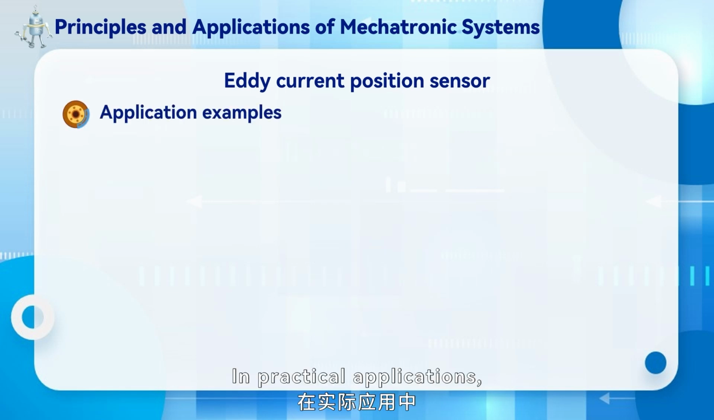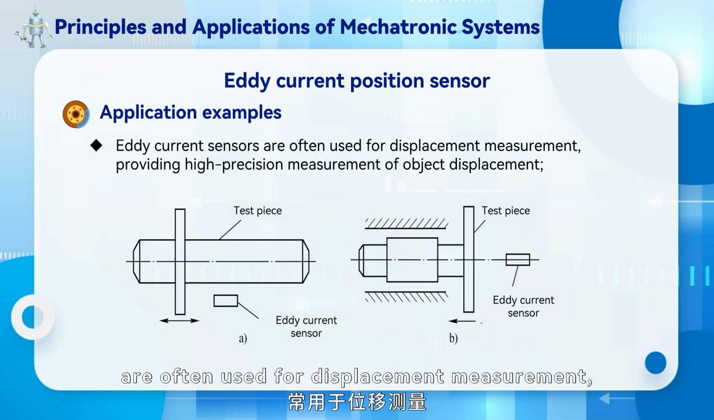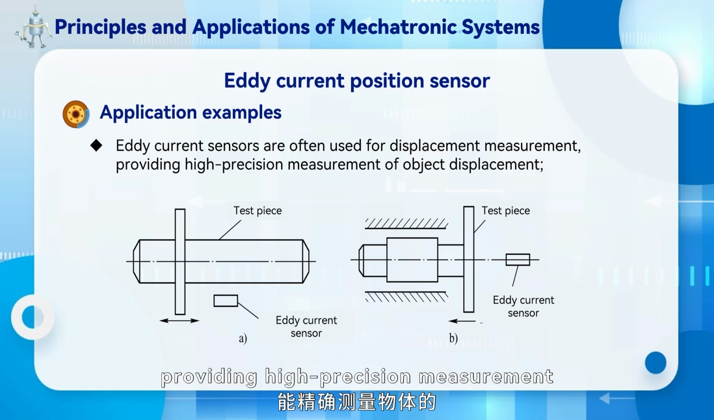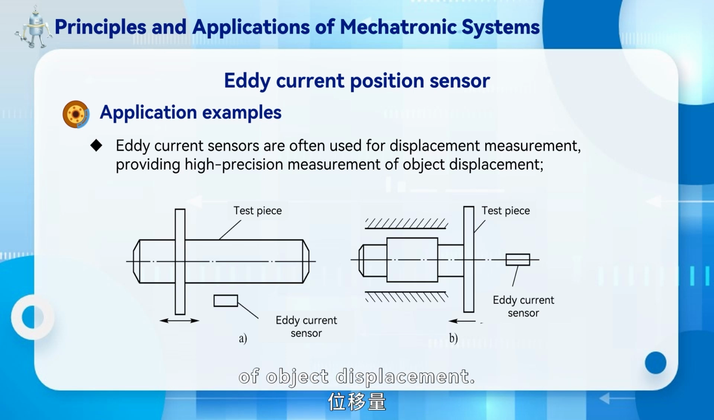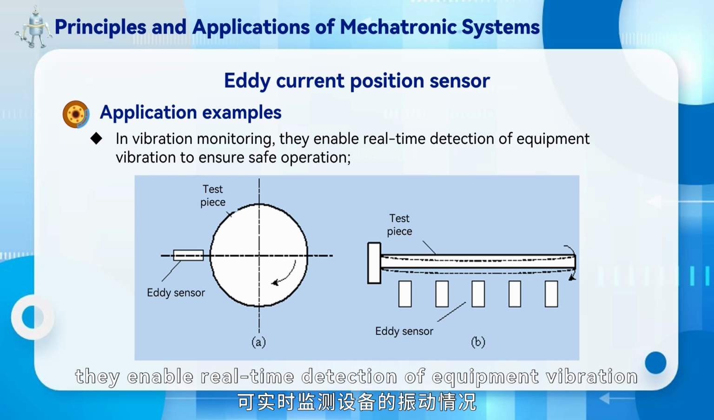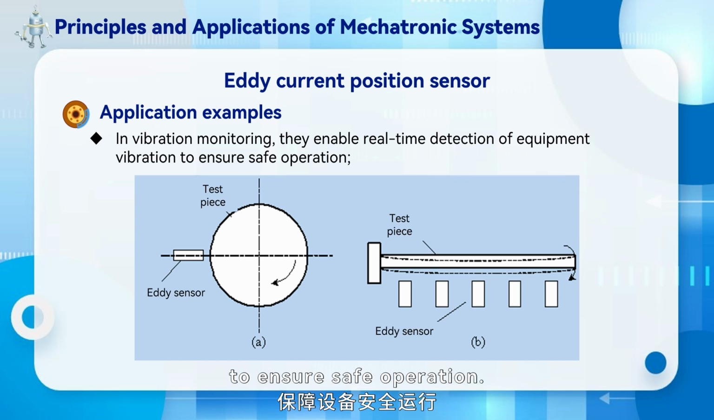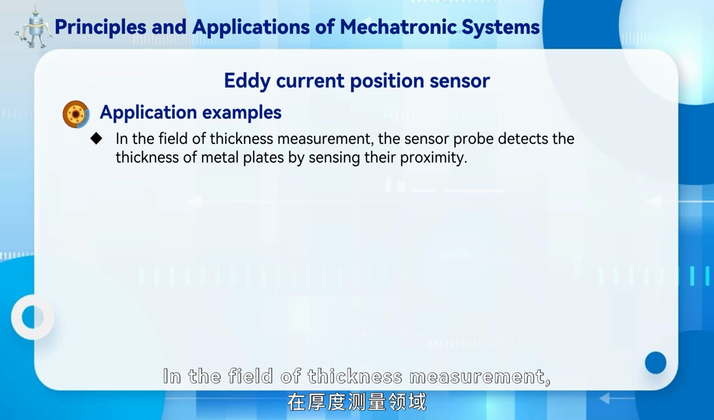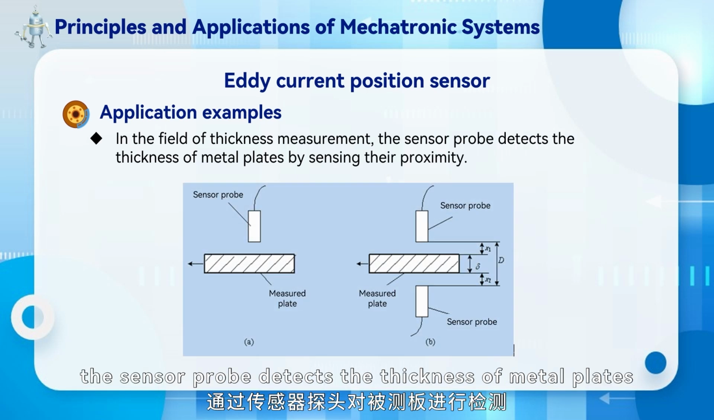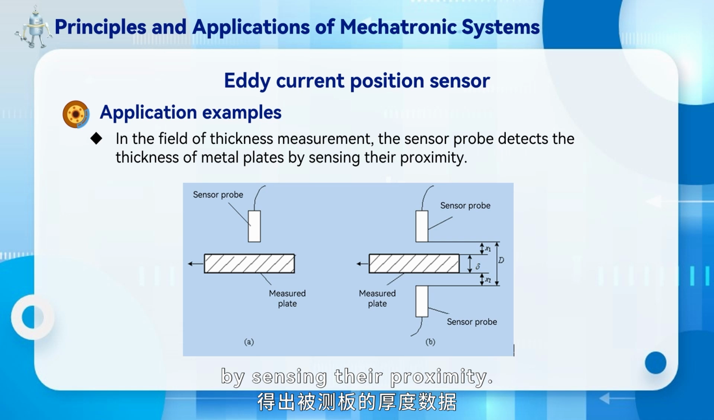In practical applications, eddy current sensors are often used for displacement measurement, providing high-precision measurement of object displacement. In vibration monitoring, they enable real-time detection of equipment vibration to ensure safe operation. In the field of thickness measurement, the sensor probe detects the thickness of metal plates by sensing their proximity.